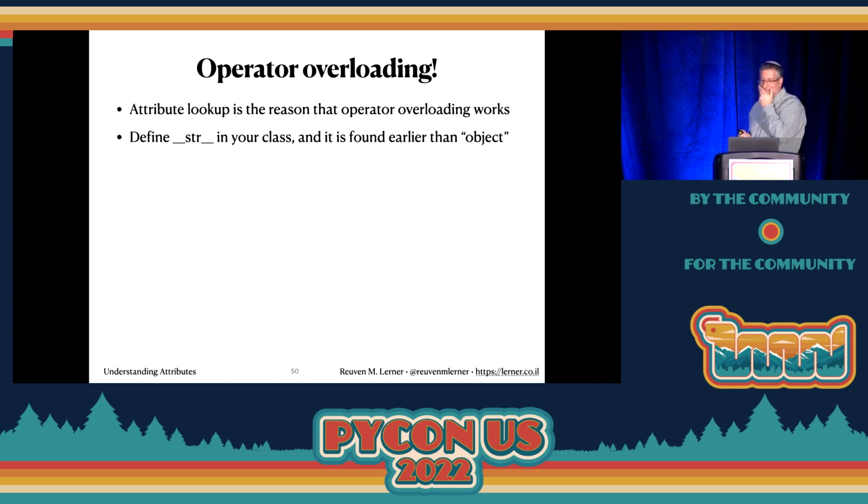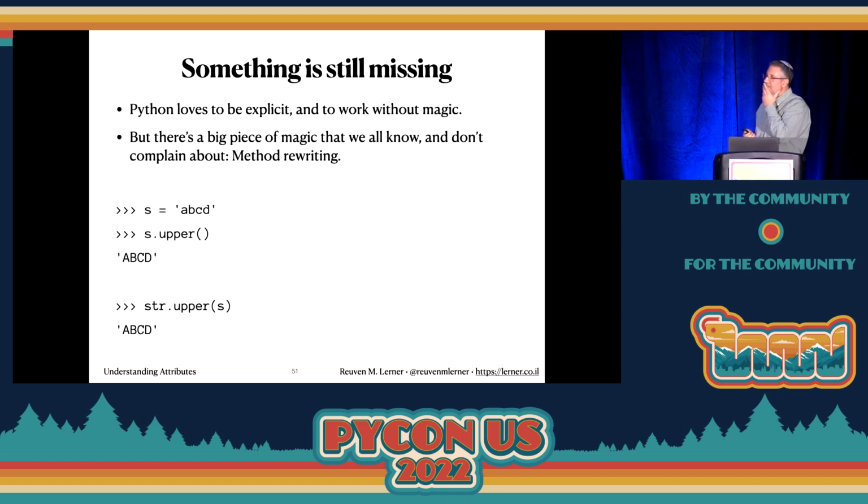But something is still missing. Python loves to be explicit. And Python loves to work without magic, right? We in the Python world like to laugh at those other languages that have magic. Explicit is better than implicit. But there's a big piece of magic here that we all know about and that we don't complain about too much. And that is method rewriting.